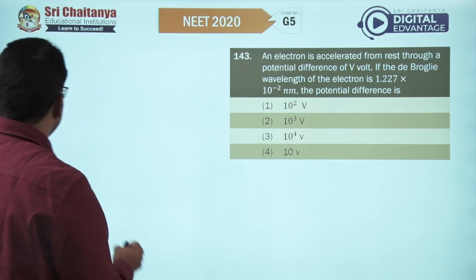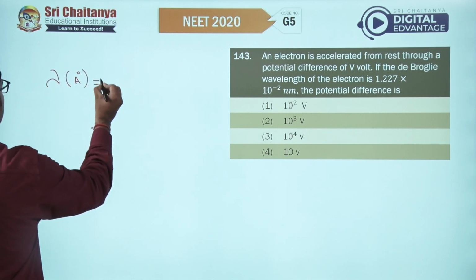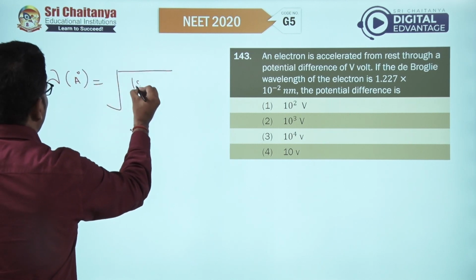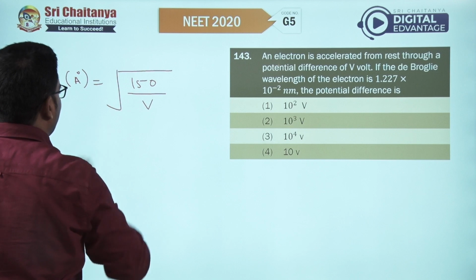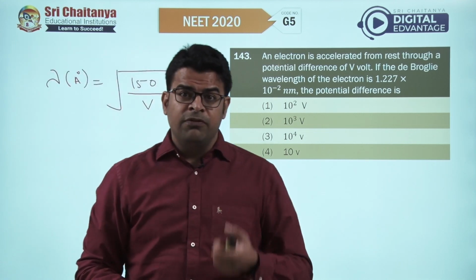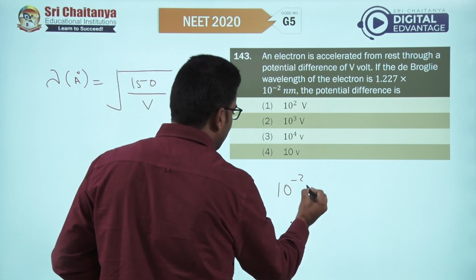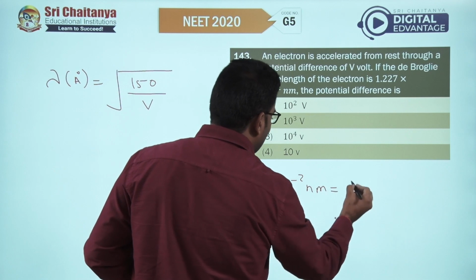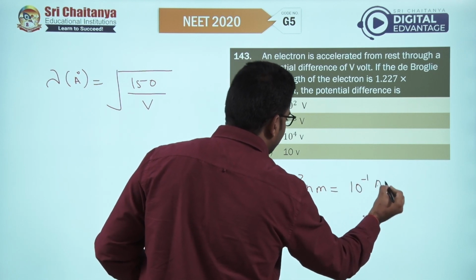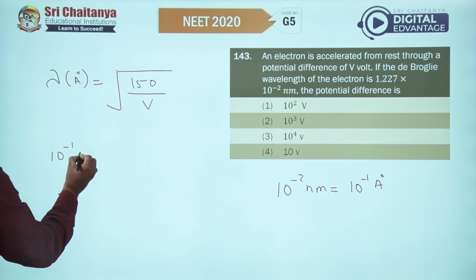The formula we will use here is the de Broglie wavelength in angstrom equals under root of 150 by the accelerating potential. Now, here you need to substitute wavelength in angstrom, but wavelength is given in nanometer. So, we will say that 10 raised to the power of minus 2 nanometer is as good as 10 raised to the power of minus 1 angstrom. Substitute the data here. So, you will get 10 raised to the power of minus 1.